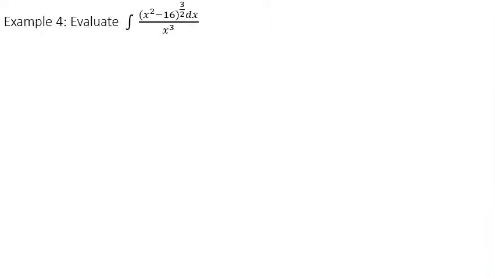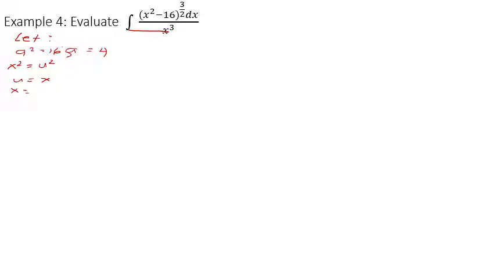Alright, so here, let's try to evaluate this example. We have the integration of x squared minus 16 raised to 3 halves dx over x cubed. So we need to let, since we have x squared minus 16, it belongs to the substitution of u equal to a tangent theta. So our a squared here is equal to 16, x squared here is equal to u squared, and u is equal to x. Your a also is equal to 4.